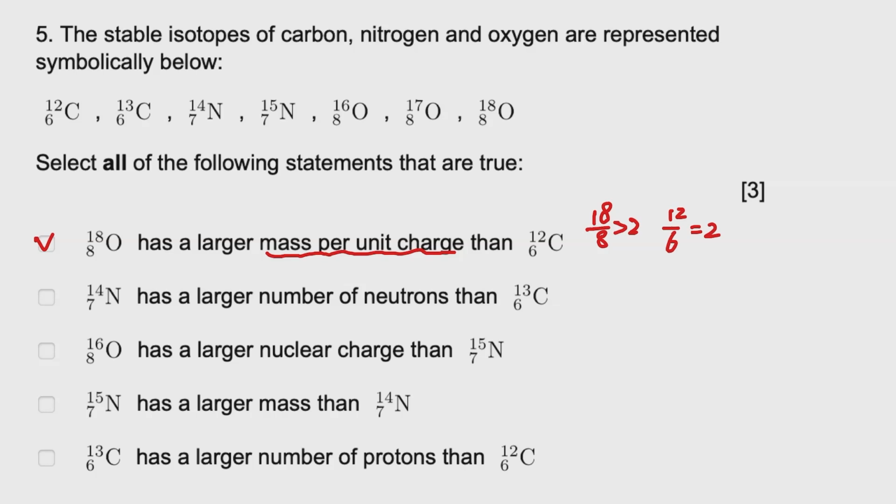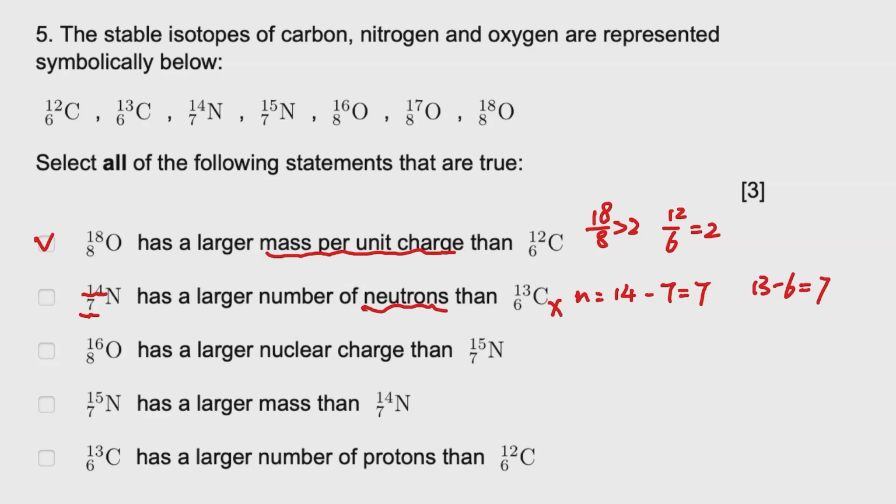The second statement suggests that nitrogen-14 has more neutrons than carbon-13. So we know that the top number is the nucleon number, and the bottom number is the proton number. To calculate how many neutrons each nucleus has, we can use the top number minus the bottom number. So nitrogen-14 has 7 neutrons, and carbon-13 has 7 neutrons, which is 13 minus 6. So the statement is wrong.